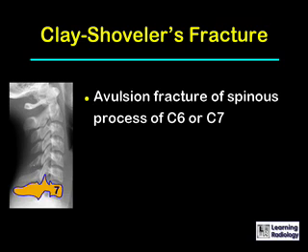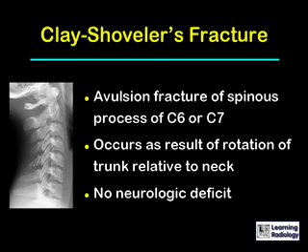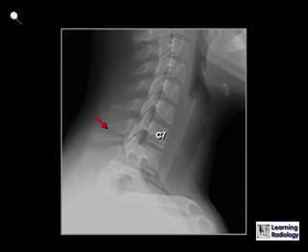Clay shoveler's fractures are avulsion fractures of the spinous process of either C6 or usually C7. They occur as a result of a rotational injury of the trunk relative to the neck. They are named by virtue of the original cause of these fractures, which was in individuals who were shoveling clay in which the clay did not release from the shovel. There's usually no neurologic deficit. They do not involve the spinal canal.